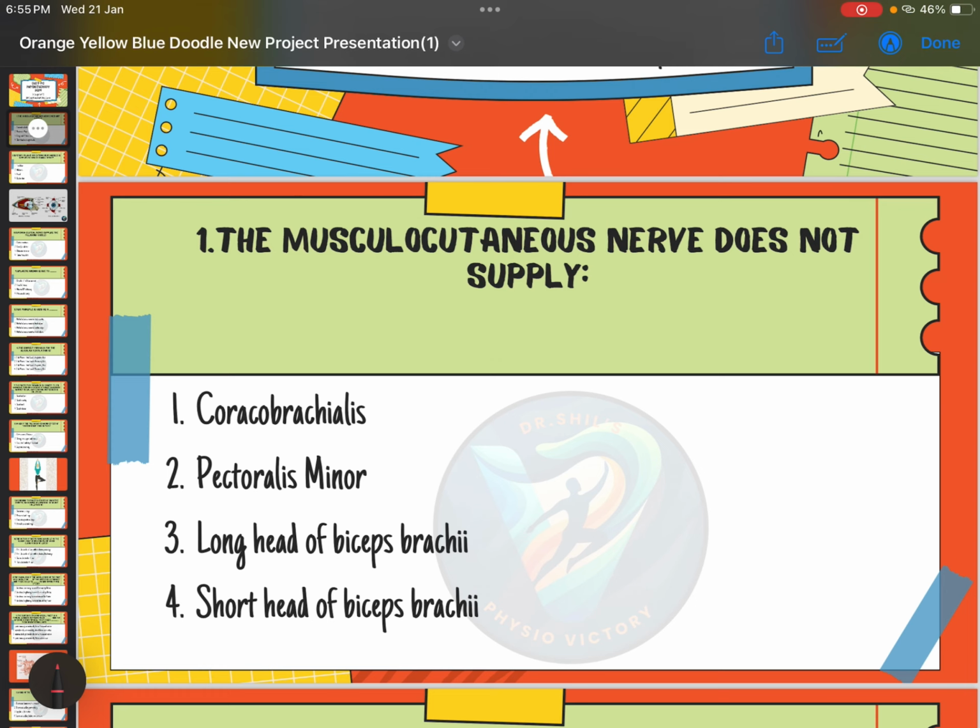Here the correct answer is option 2 pectoralis minor. Pectoralis minor is basically supplied by the medial pectoral nerve. Root value is C8 to T1. The other options are basically supplied by musculocutaneous nerve.